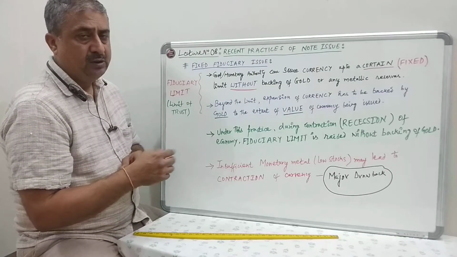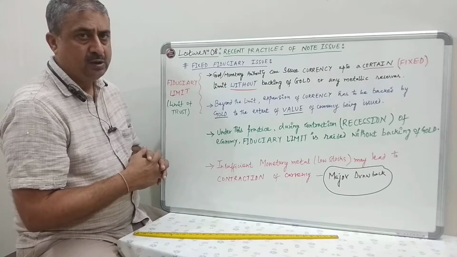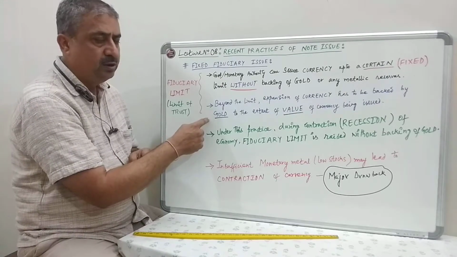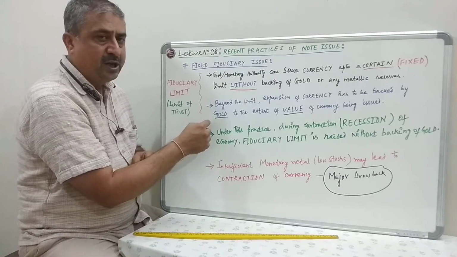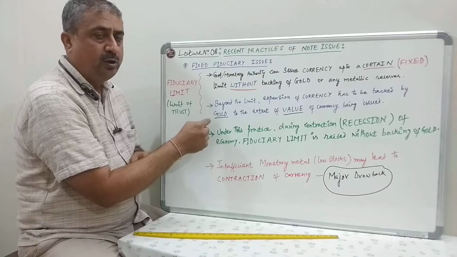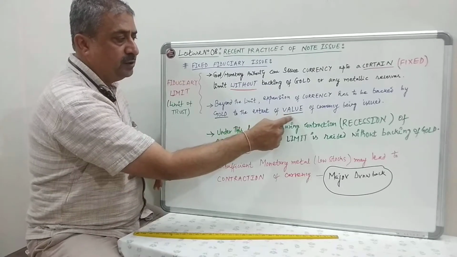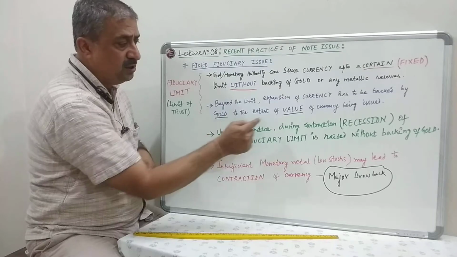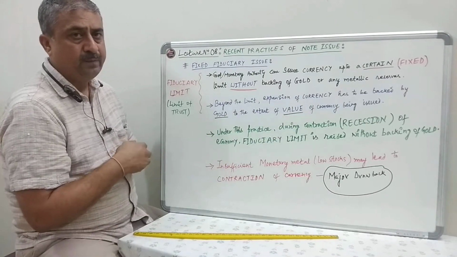Too much growth is harmful to the economy. So to control that, what does it do here? It prints currency backed by gold to the extent of the value of currency. It means how much gold is to be placed against the value of currency being issued.